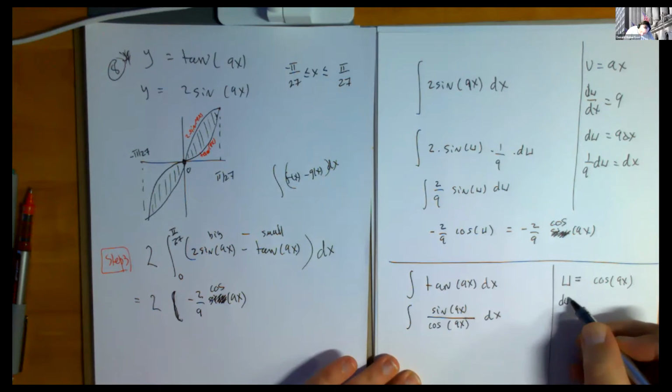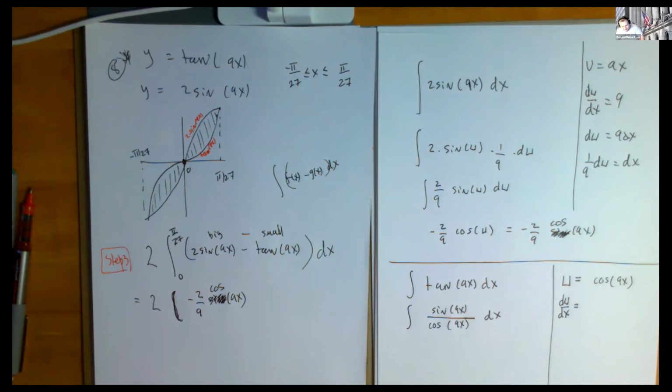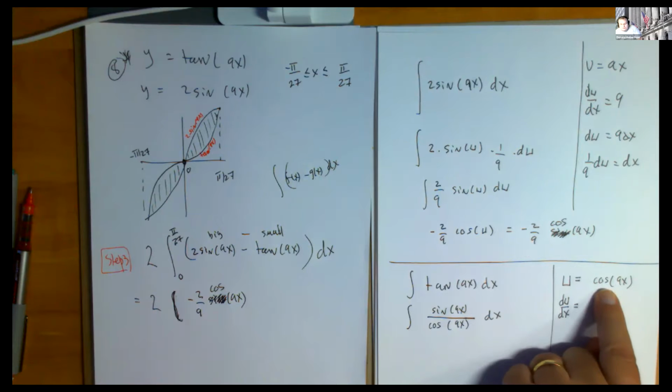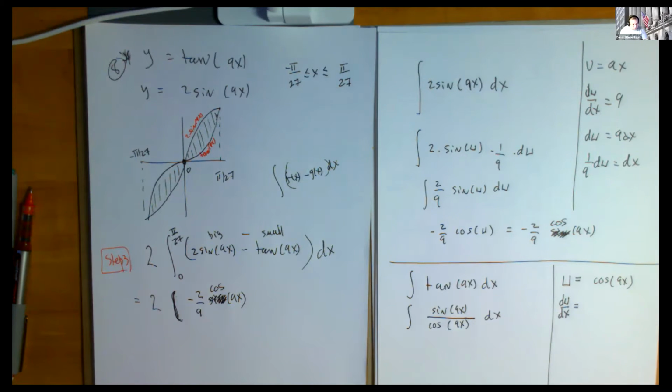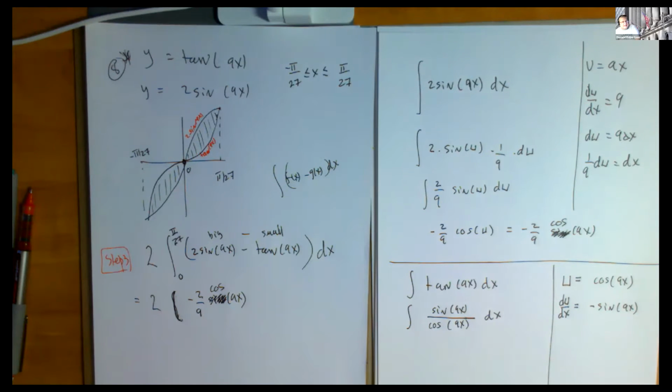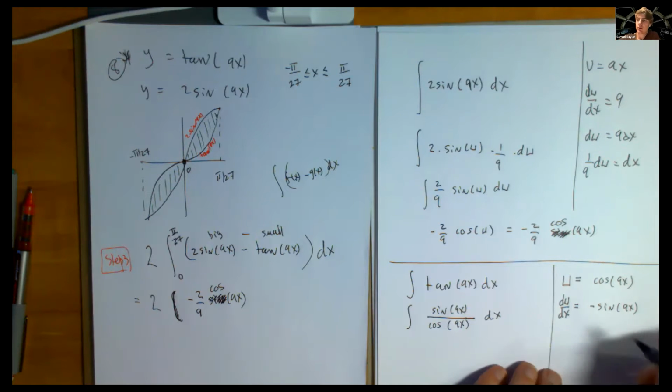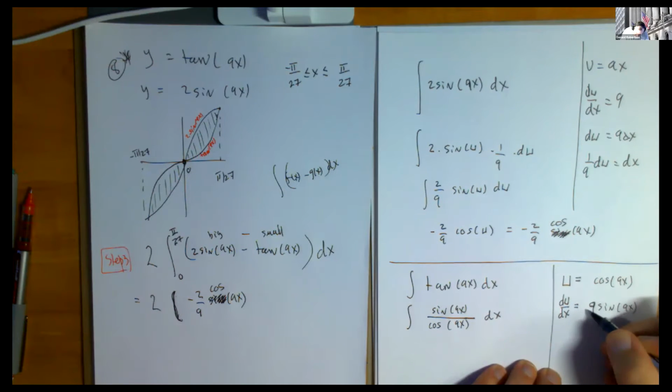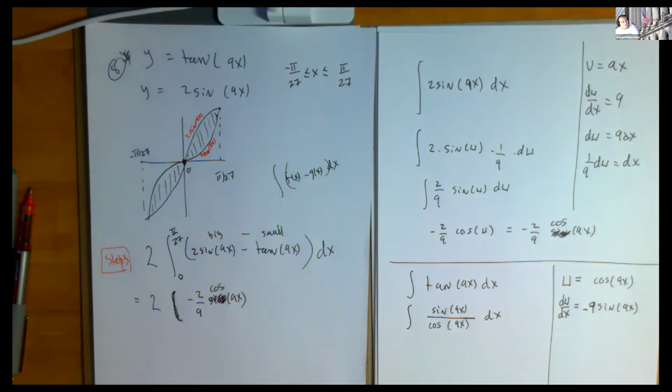But we have to be really careful about the math. So I'm pausing while I do this. If you differentiate the cosine of 9x, don't you get negative the sine of 9x? Do you get anything else? You also have to use the chain rule, so that means you get 9. So negative 9 sine 9x. Does that make sense where that 9 came from?